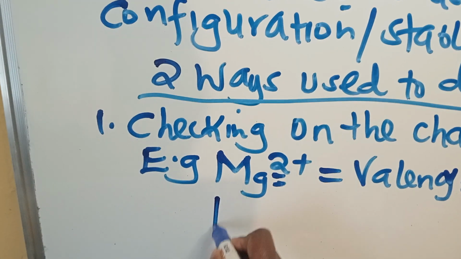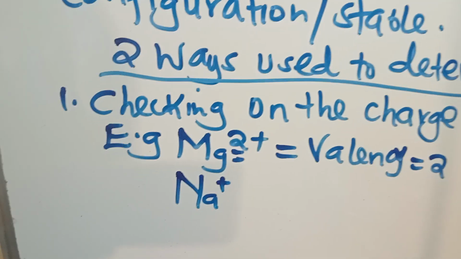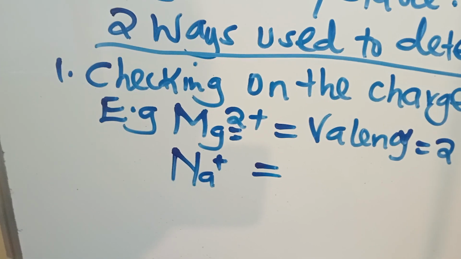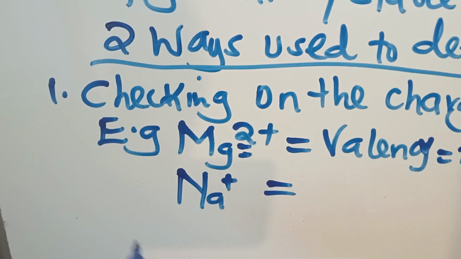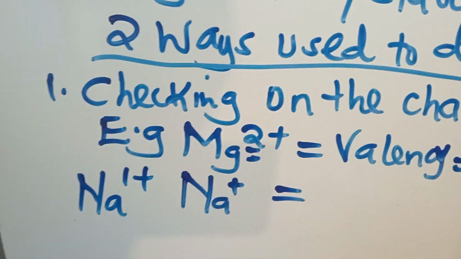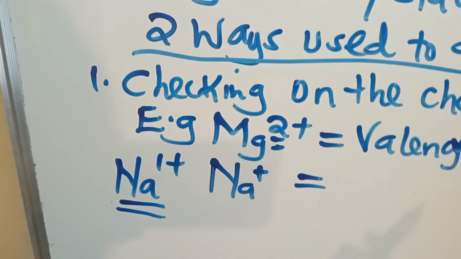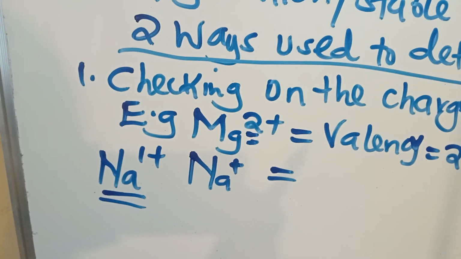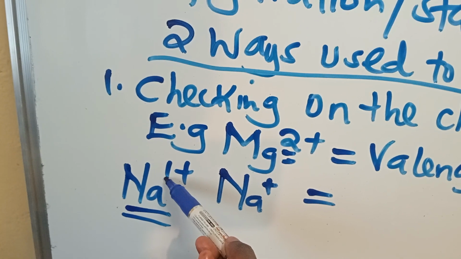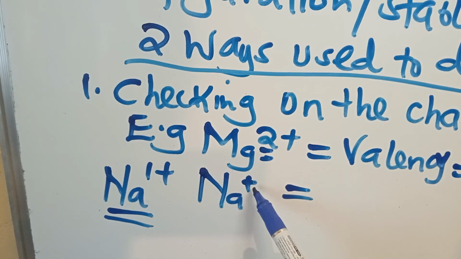Still, from our previous videos, we had sodium. Before, we had sodium as Na positive. It was supposed to be Na 1 positive. This was actually what was seen from what we did, but we ignored this one. Whether the 1 is there or it is not there, it is still the same.